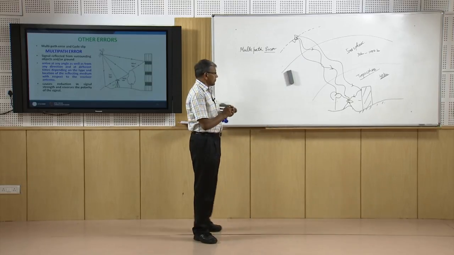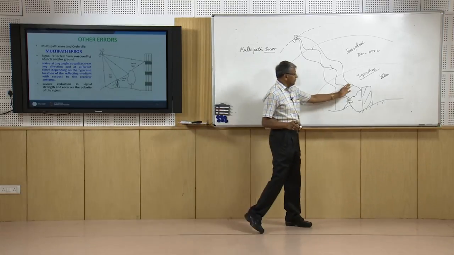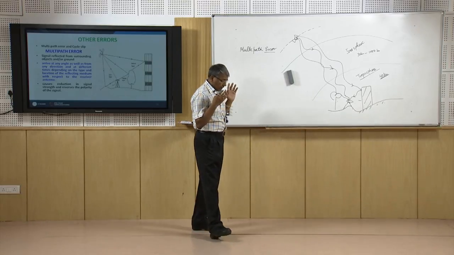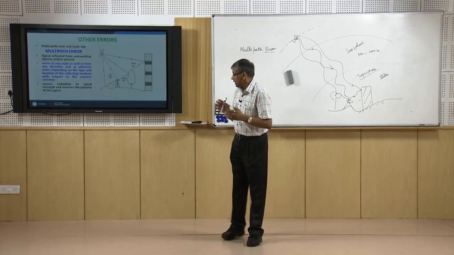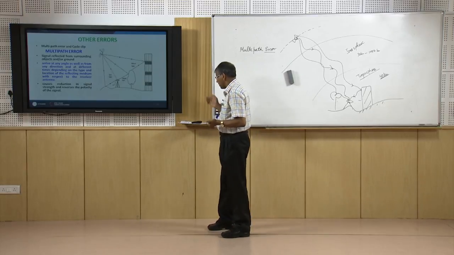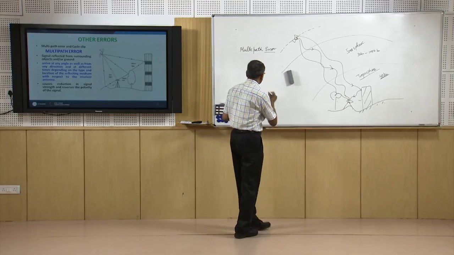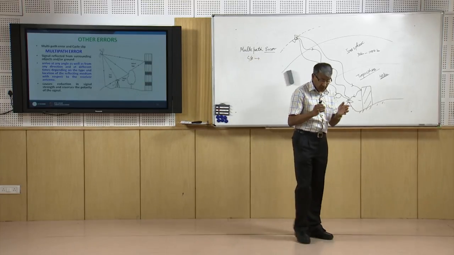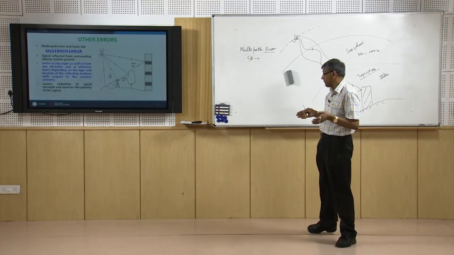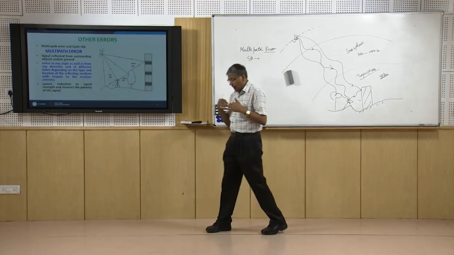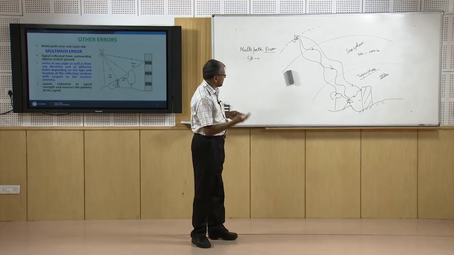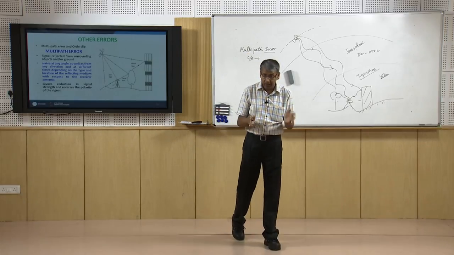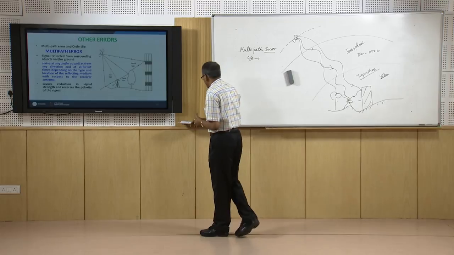The amount of multipath error will vary between carrier phase and code, and it is defined for both carrier and code, and the worst affected is the CA code. Because CA code positioning is the first positioning we have to determine, after which we go for very precise measurement. So if there is error in CA code positioning, then we will end up with a very bad solution.